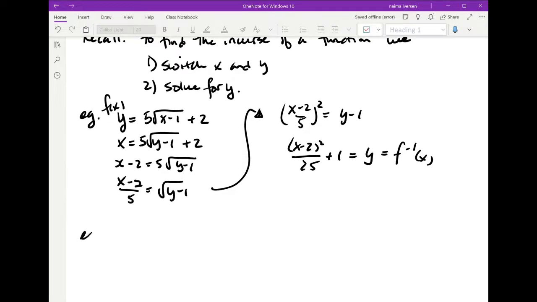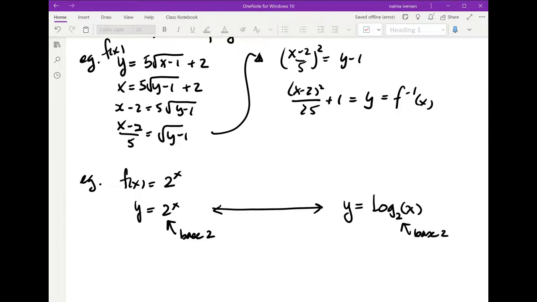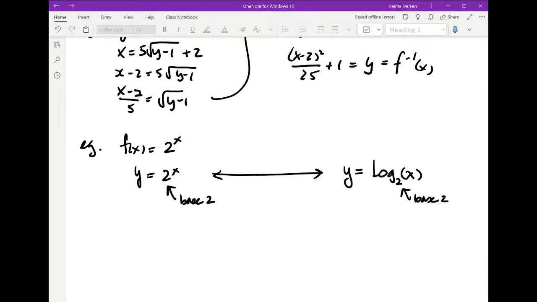Now, our second example is going to be f of x is equal to 2 to the x, which is an exponential function, or y equals 2 to the x. By definition, the inverse of an exponent is a logarithm, and we write that function as y equals log base 2 of x. So our base here is 2, and our base here is also 2. The 2 is a subscript on your log, so you write whatever the base is dropped down a little bit here.